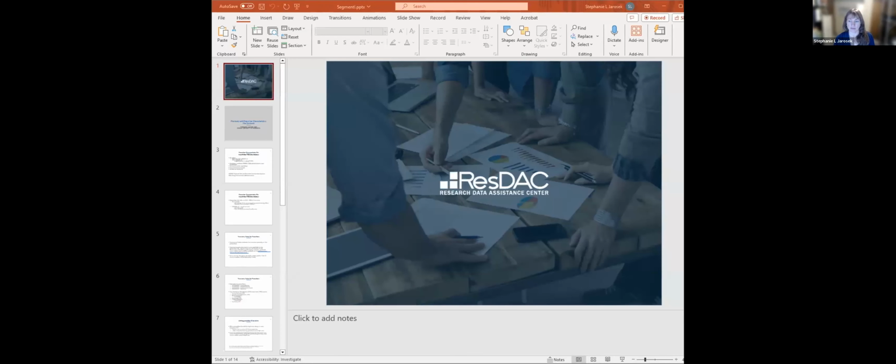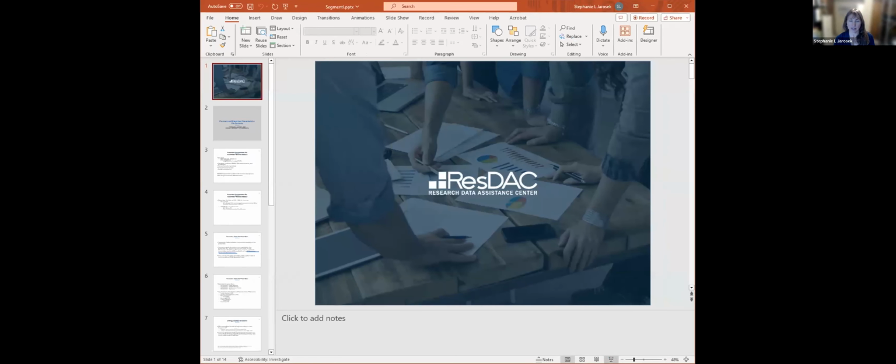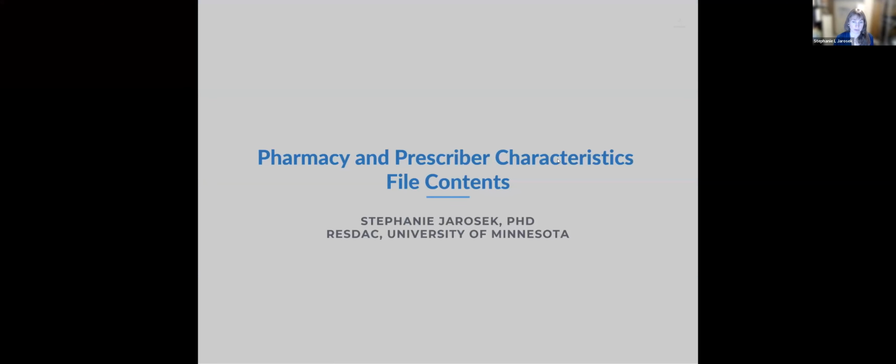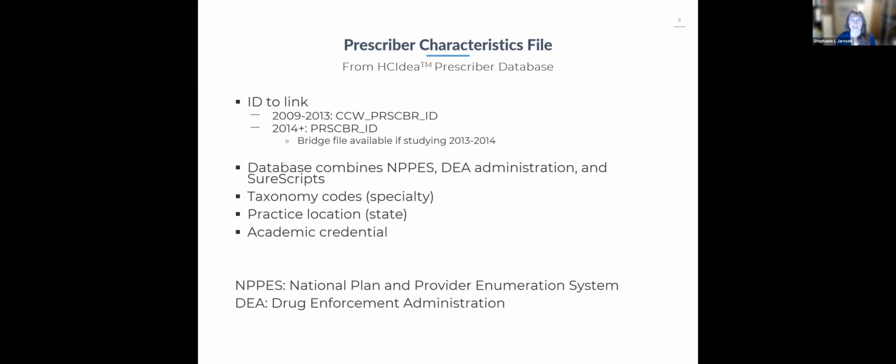We're moving away from the PDE and into other files that give information we can link to the PDE. In this case, we're talking about the pharmacy characteristics files and the prescriber characteristics file. So we'll start with prescriber characteristics.